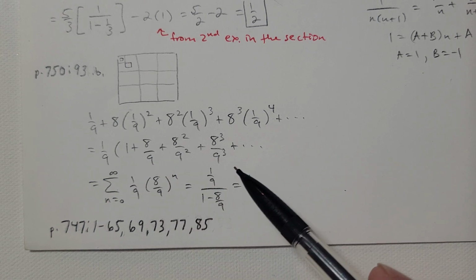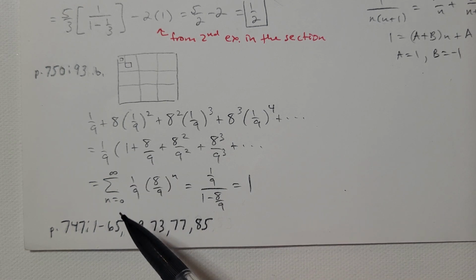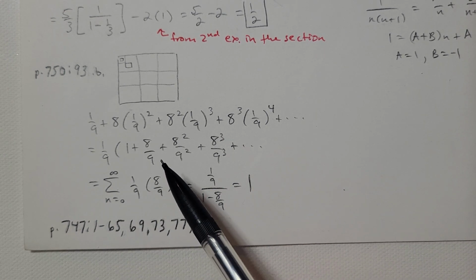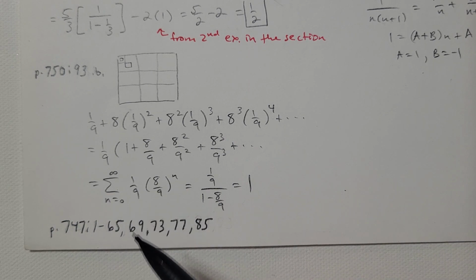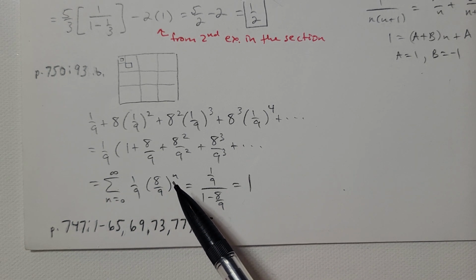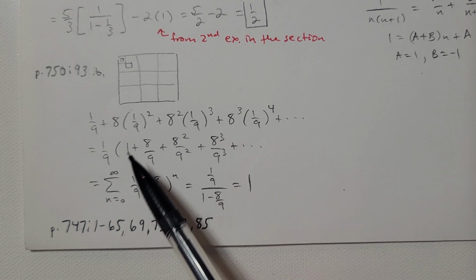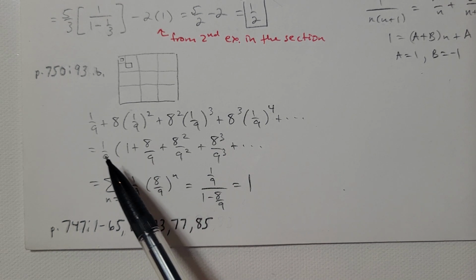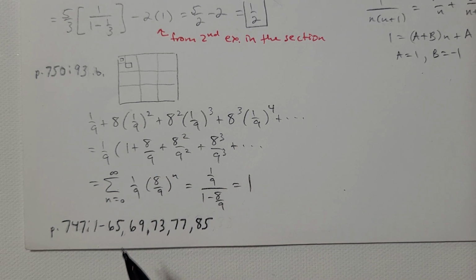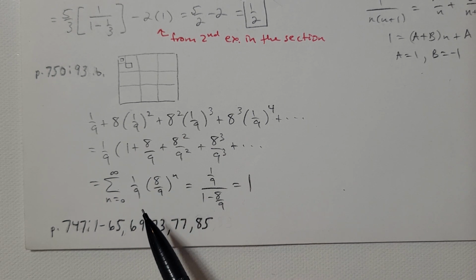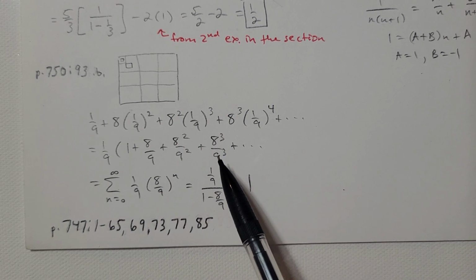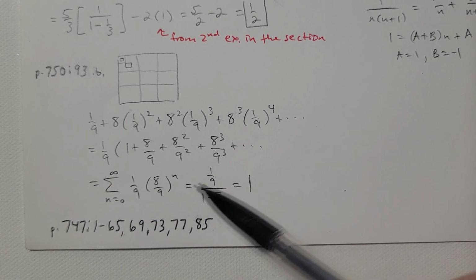And this is a geometric series. So n is going to start at 0 and go to infinity. The r value is 8/9. Let me just check that I'm getting each term here. When n is 0, anything to the 0 power is always 1. The 1/9 is in front of the whole thing, so that's where that comes from. When n is 1, I get 8/9. When n is 2, I get 8/9 squared. When n is 3, I get 8/9 cubed, plus etc. I'm heading out towards infinity.